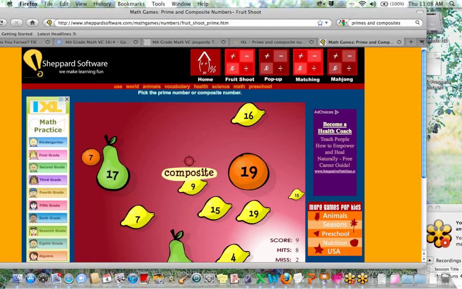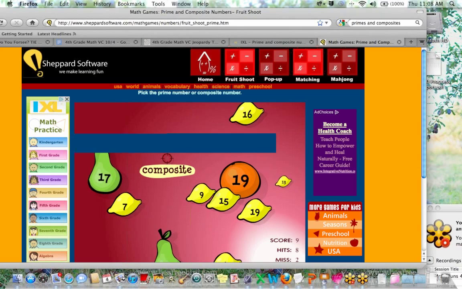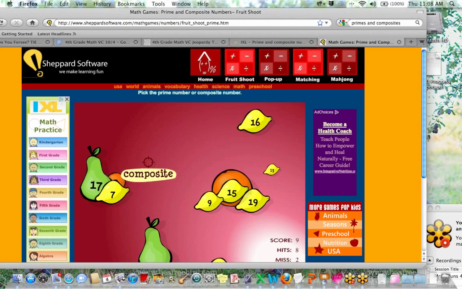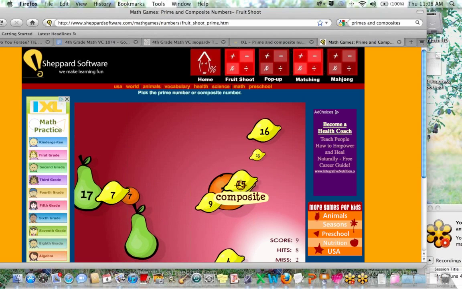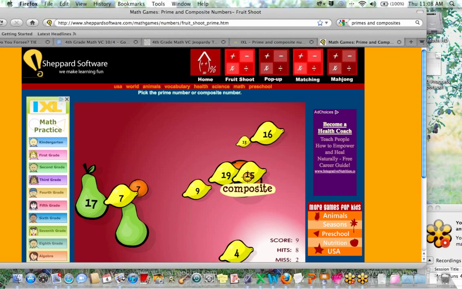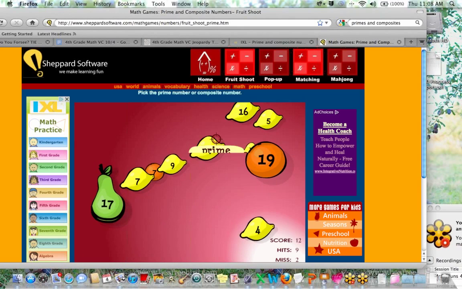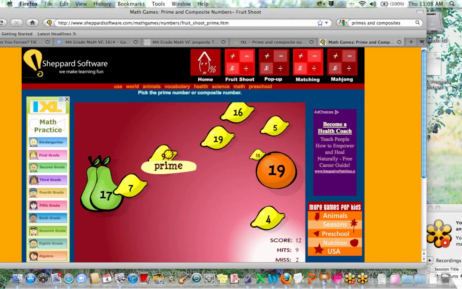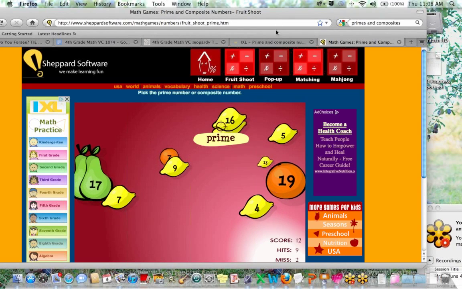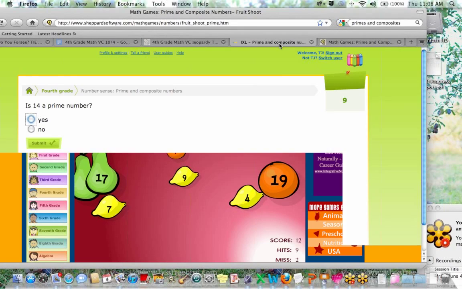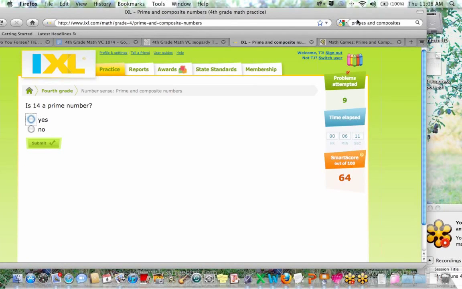All right, we're back to composite, so it has more than one factor. 15. Actually, yeah, okay, and a 9. Oh, it switched it back to prime. Okay, so this is going pretty fast. So I think we'll end it there because we might be confusing if we're switching that quickly.